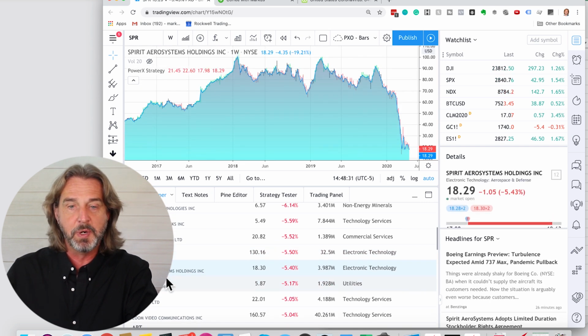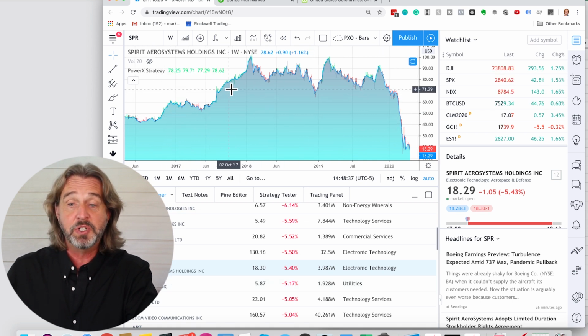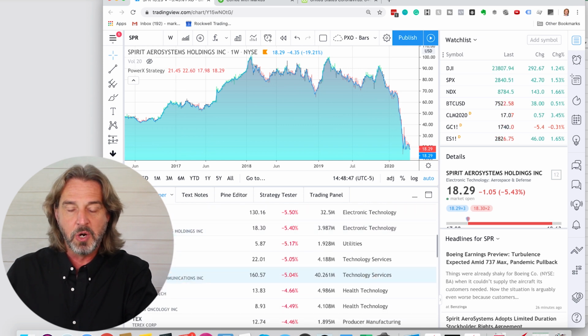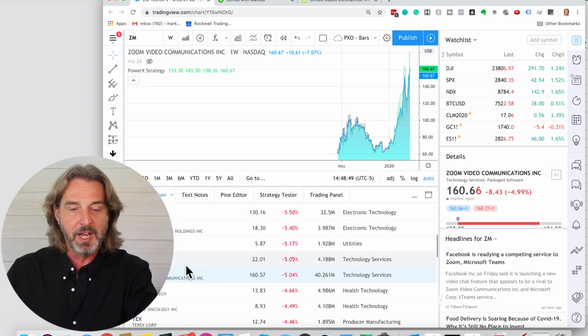Spirit. Oh, that's good. Spirit Aerosystems Holdings. 12 days to expiration. As you can see, over the past year, since 2017, they've been trading between $60 and $90. Right now, they plummeted to $18. That could be an interesting one too. Let's flag this one. There's Zoom Video Communications. Now Zoom has been flying high recently.